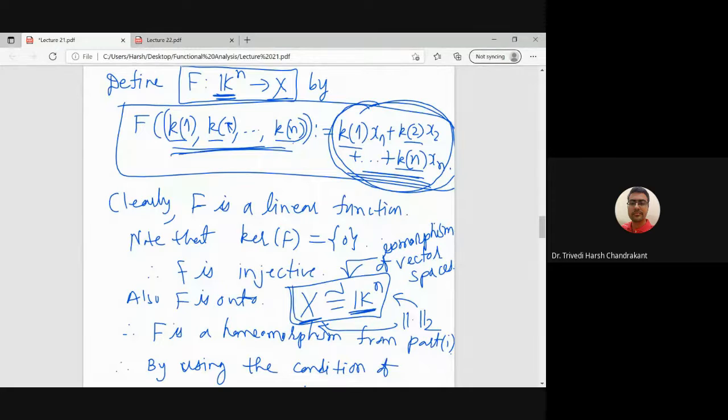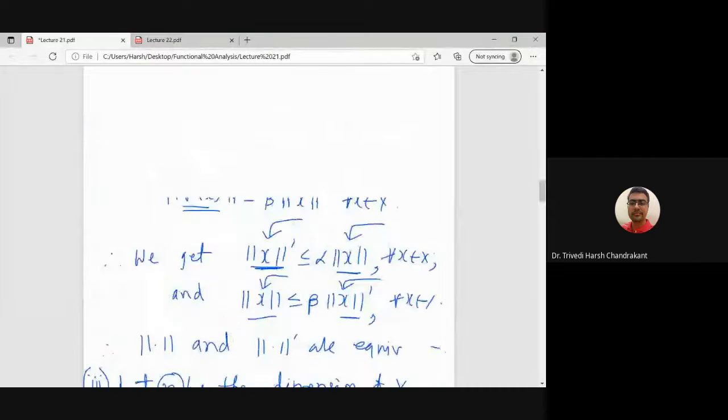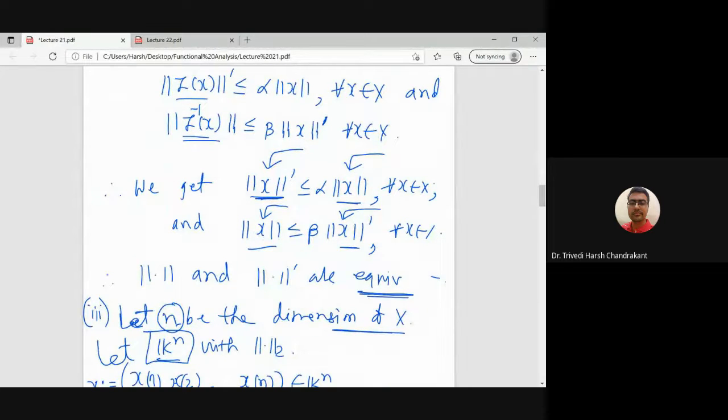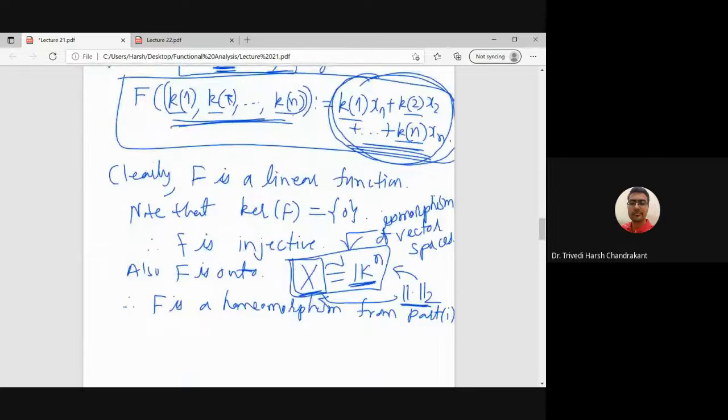And then once X is a finite dimensional vector space which is complete with respect to one norm, it is complete with respect to all other norms. That is the second result which we are using here. So any two norms on a finite dimensional normed linear space are equivalent. And whenever we have equivalent norms, if that vector space is complete with respect to the first norm, it is also complete with respect to the other norm. So that is essentially this third part.